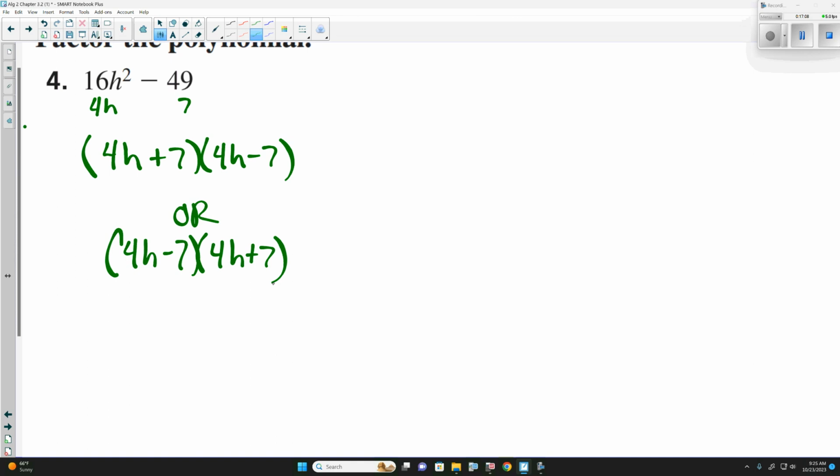And if you do not have most of your perfect squares memorized, calculator will do it just fine. We're just taking the square root. The square root of 16 is 4. Square root of 49 is 7. The calculator will do those for us.